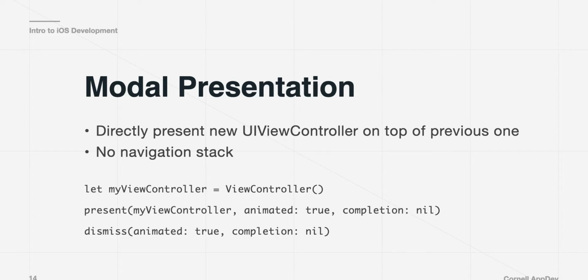The other way to create a multi-view app for your app that you're building is with modal presentation. With modal presentation, you don't need the navigation stack, you don't need the UI navigation controller. What happens is you directly present a UI view controller on top of the previous one. So it goes up instead of left or right. The code for this is pretty similar to a navigation controller. You first instantiate the view controller with let my view controller equals view controller. And then instead of pushing or popping, you're presenting and dismissing. So you just do present my UI view controller, animated true, and then dismiss with animated true.